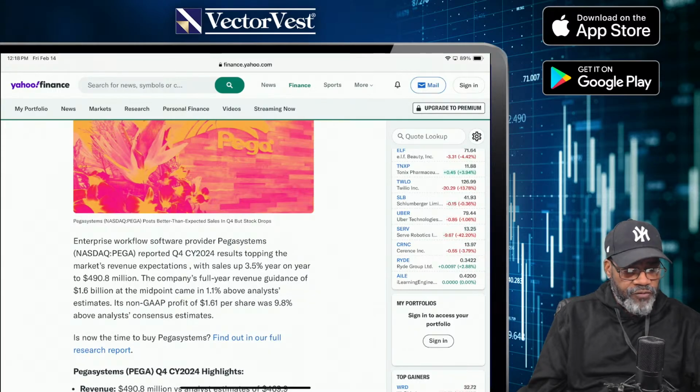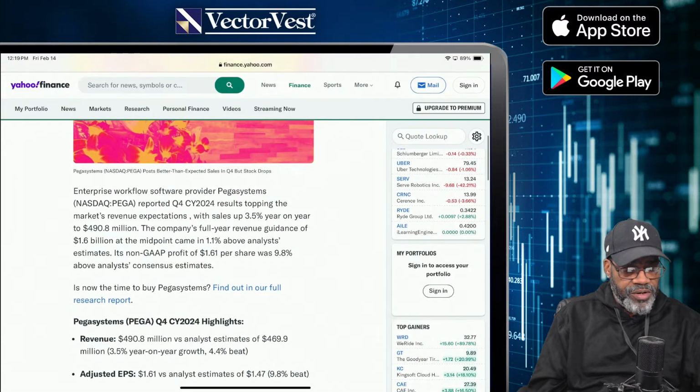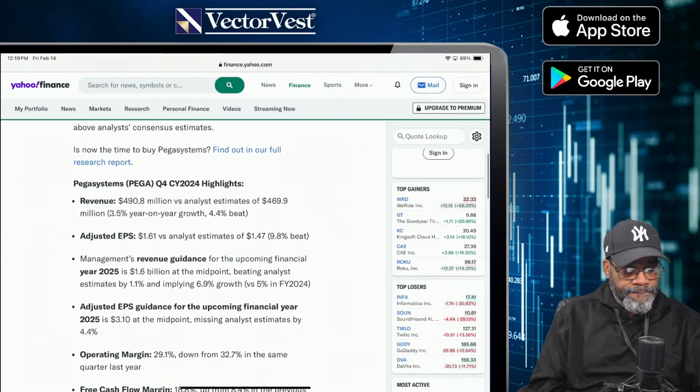Enterprise workflow software, and so on. Earnings result topping the market's revenue expectations, with sales up 3.5% year over year. The company's full revenue guidance of $1.6 billion at the midpoint came in 1.1 above the analyst estimates. Why did it go down?